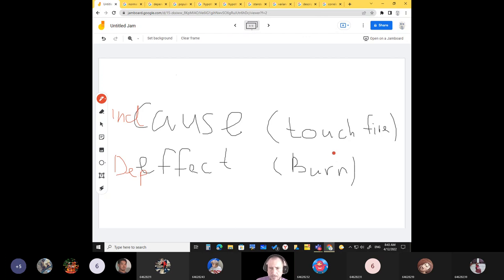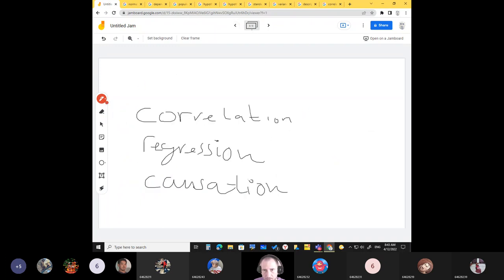Right? Touch the fire for 1 second, nothing will happen. But if you hold your hand over the fire 5 seconds, you will have a moderate burn. If you hold your hand over the fire for 10 seconds, it will have more severe burn, right? So cause and effect, independent and dependent variables. So correlation.